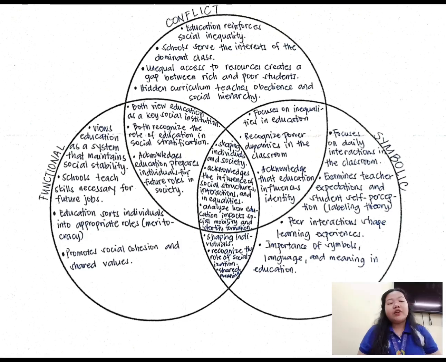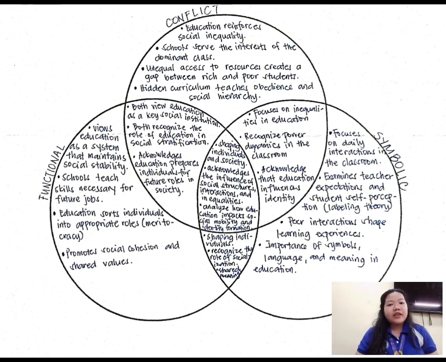So now let's proceed to the conflict theory. So in conflict theory, education reinforces social inequality. In here, conflict theorists argue that education benefits the wealthy and powerful while disadvantaging the poor. So wealthier students have better access to quality schools, quality education, and also advanced resources. Together with that are the extracurricular opportunities, widening the social gap between the rich and the poor students.